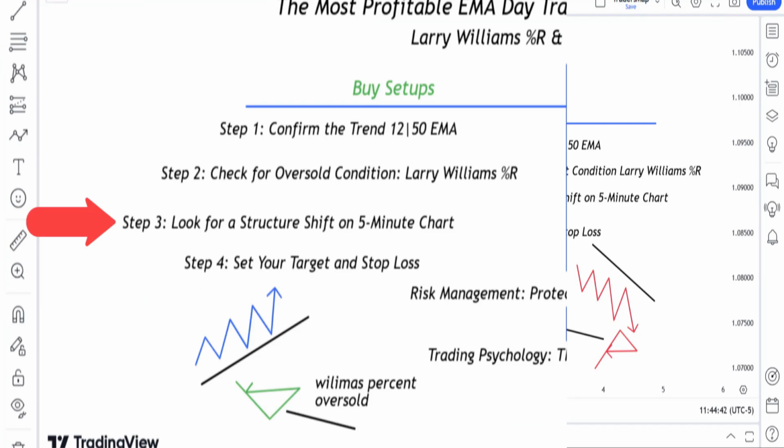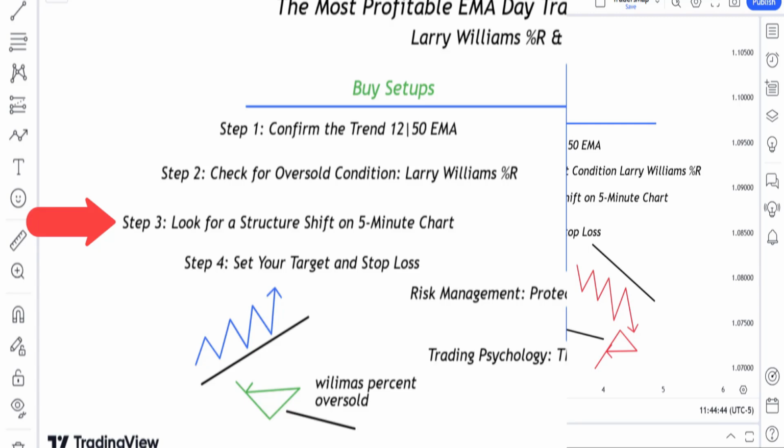Step 3. Wait for structure shift. Now, here's where the strategy really comes together. Once you've identified a bullish trend and oversold conditions, shift to the 5-minute chart. What you're looking for is a structure shift. This means higher lows forming and the market showing signs of strength.